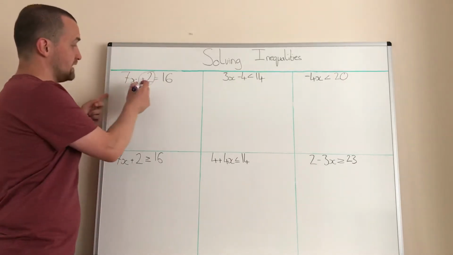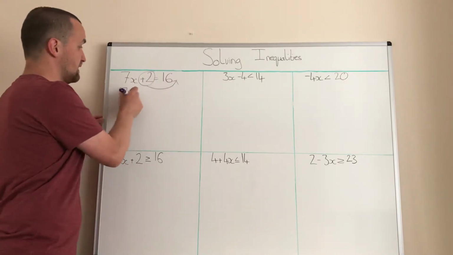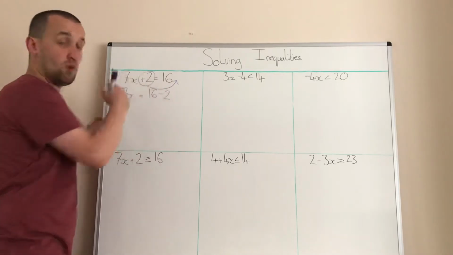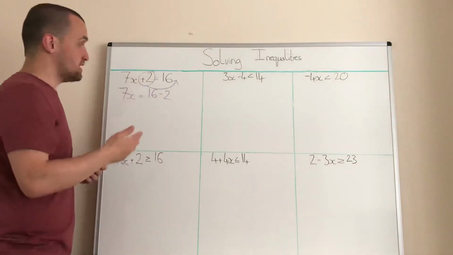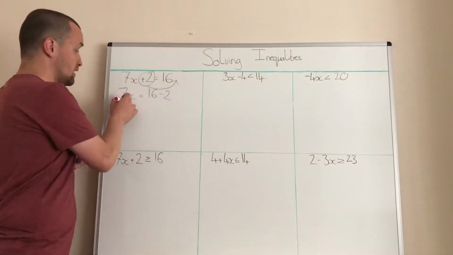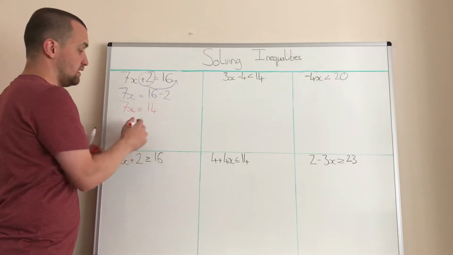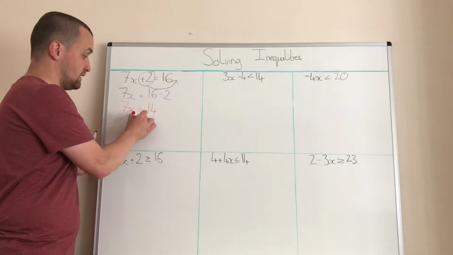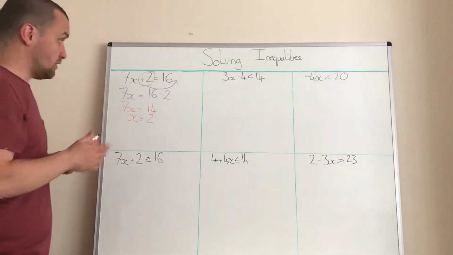We want to isolate x, so we're going to take this 2 and put it on the other side. So what we get is 7x equals 16 minus 2. When we take it to the other side of the equal sign, we do the inverse, the opposite of what it's currently doing. So it's a plus 2 there, it has to be a minus 2 on the other side. So we've got 7x equals 14. 7 times something is 14, so x is 2. Very simple. We know what we're doing with that.